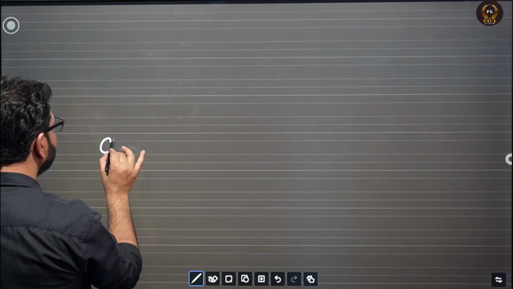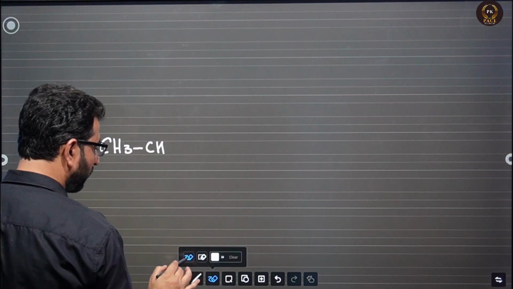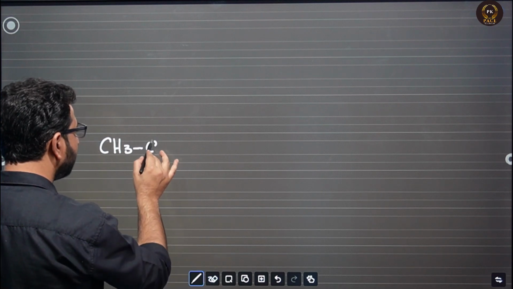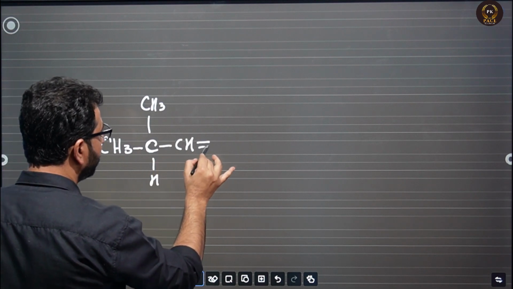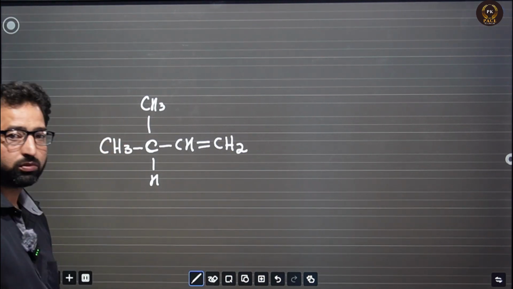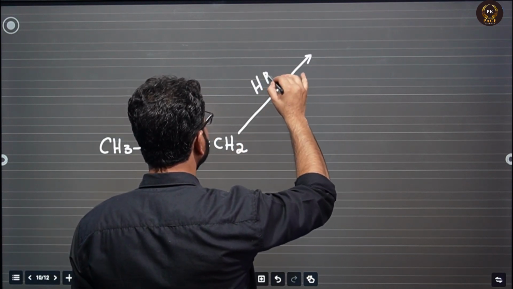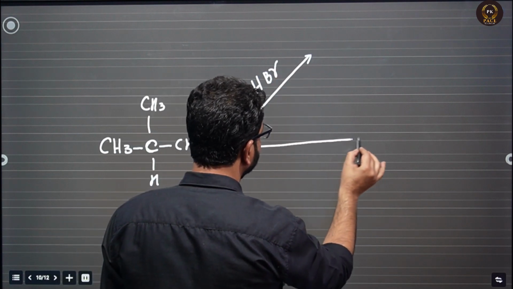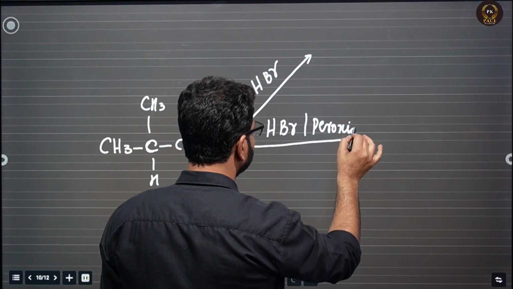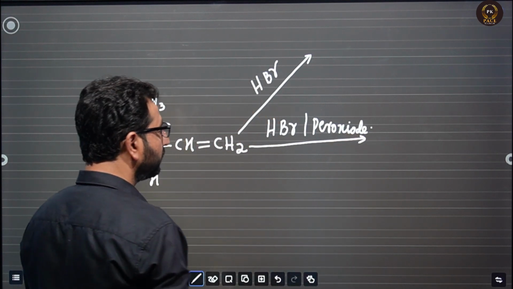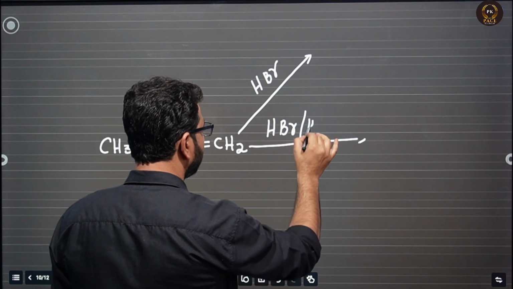See here, my dear. I'm taking CH3, CH. I will show it like this so that it will be easy for you people. CH3, H, CH, double bond, CH2. Clear? Now I will add HBr here, and I will also add HBr and peroxide here.